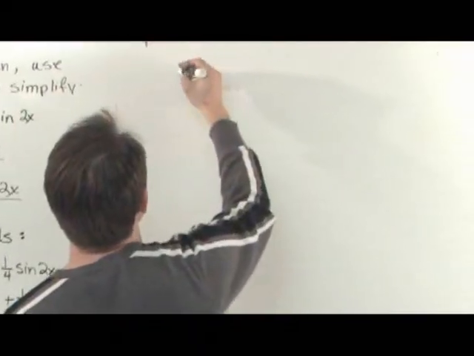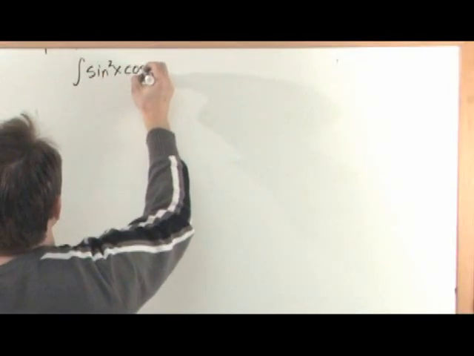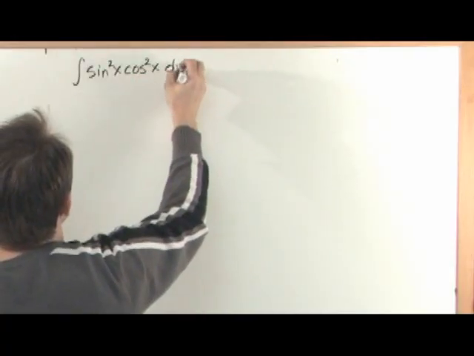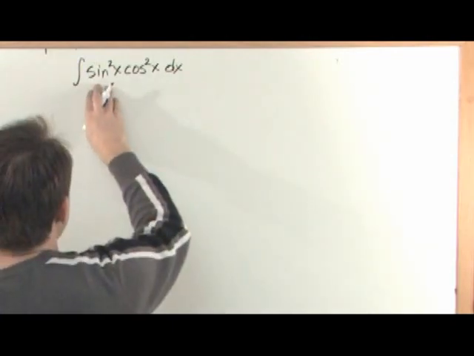What if you have the integral of sine squared x times cosine squared x dx, and you need to solve that? Well, you can't really do the whole factoring method thing that we did before because neither one of these is odd, okay?